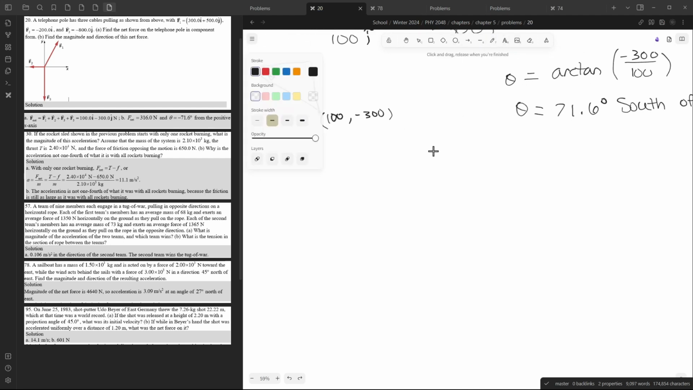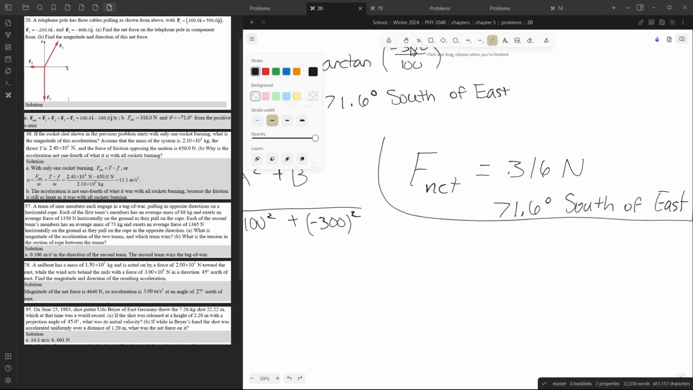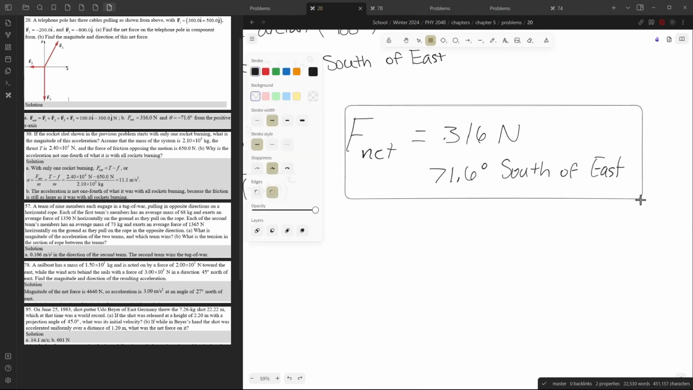Let's find our magnitude, and that's simply c squared equals a squared plus b squared. So if we want to find c, the magnitude, r, so r equals square root of 100 squared plus negative 300 squared. So F net equals 316 newtons, and we add that to the end, so 71.6 degrees south of east. So that's our answer.